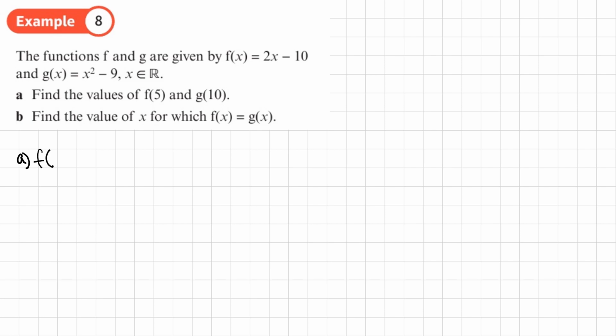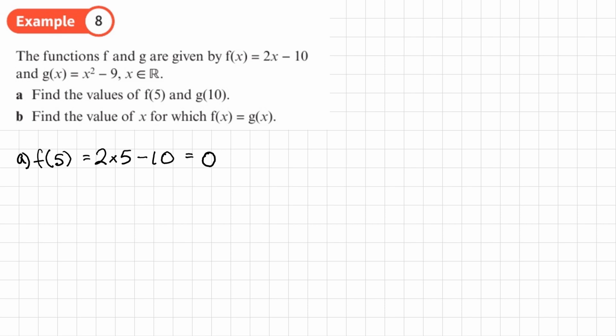F of 5, so the number in brackets is your input value. So we put that input value into our function 2x minus 10. So that will be 2x, which is 5, 2 times 5, that's our input value, minus 10. And we're going to work out the output value. So that will just give me 10 minus 10, which is 0. So when 5 is my input, 0 is my output.